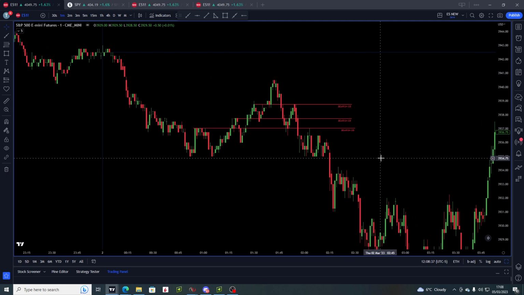So guys, honestly, that is absolutely everything you need to know about reclaimed order blocks. I absolutely love them, and I hope you find loads of value in trading with them. That's going to wrap it up.